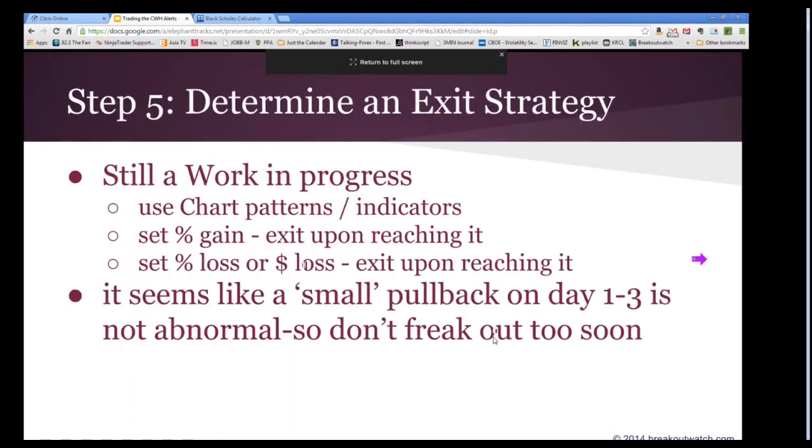I'll share with you what I've done. It's still a work in progress. You can use chart patterns and indicators. Ichimoku clouds are really good, and that's something I'm looking into. You can use standard candlestick patterns, or other indicators you like. I'm not a big indicator guy other than the cloud at this point, and the squeeze, which is helping us get into this thing.